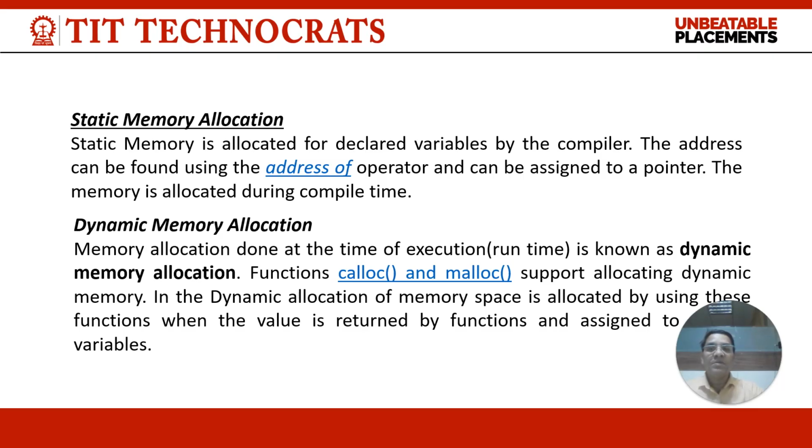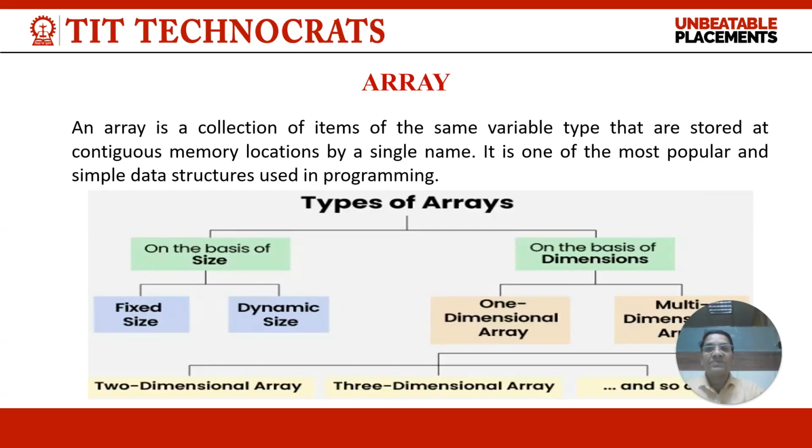Dynamic memory allocation. Memory allocation done at the time of execution or runtime is known as dynamic memory allocation. There are two kinds of functions that are used to allocate memory at the time of dynamic memory allocation in C++, that are calloc and malloc, which support allocating dynamic memory. In dynamic memory allocation, a memory space is allocated by using these functions, and the values are written by functions and assigned to the variables.